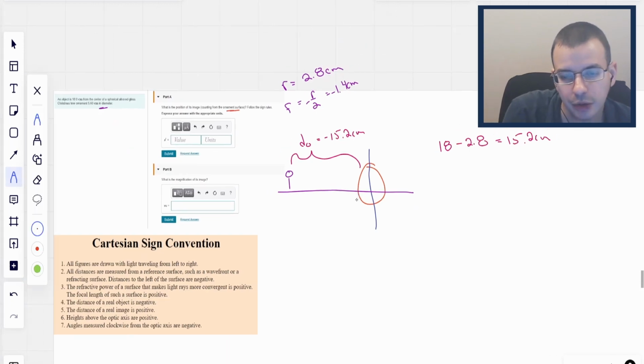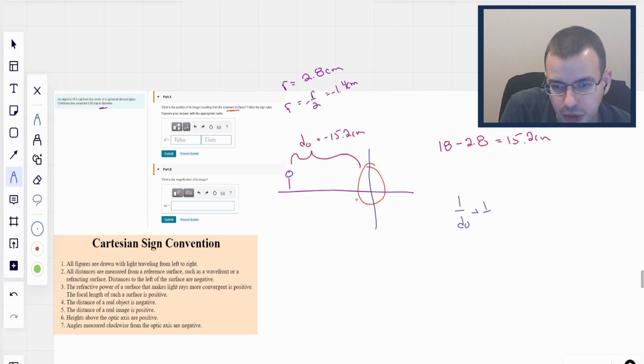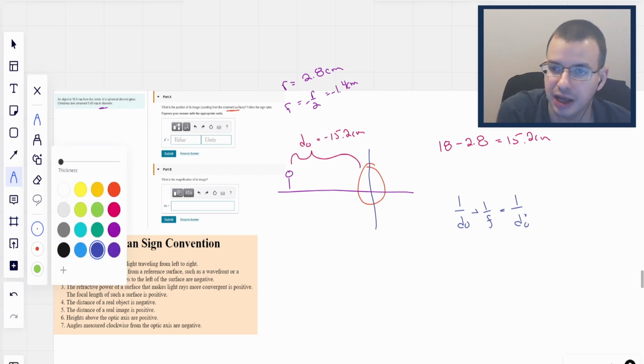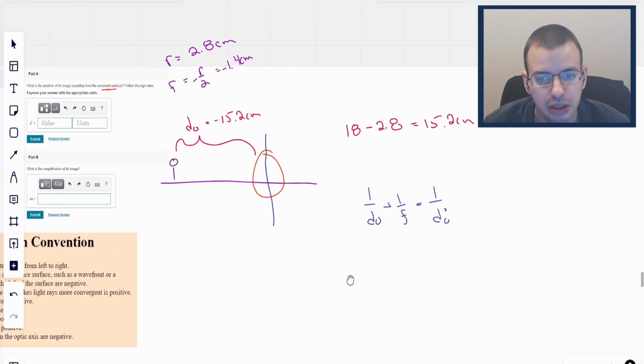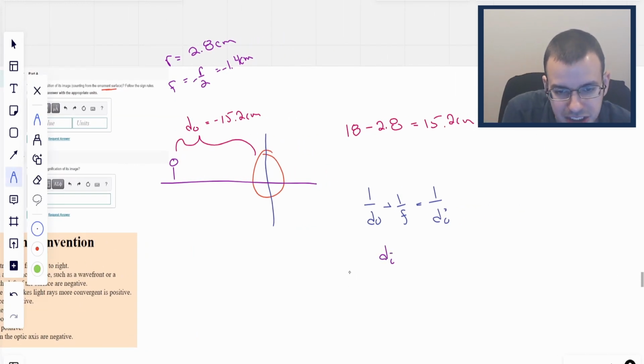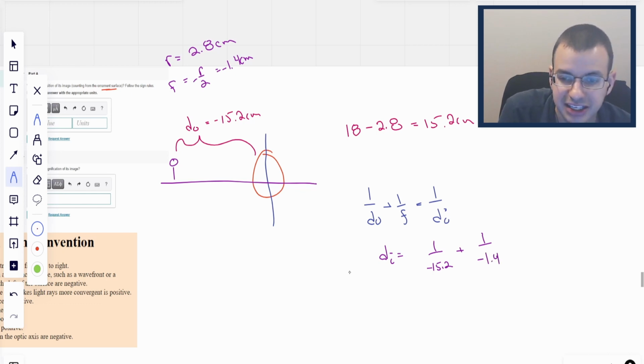Okay, so now we can use our thin lens equation. 1 over distance object plus 1 over focal point equals 1 over distance image. This is the Cartesian, as opposed to Gaussian, convention of writing the thin lens equation. So solving for distance image, we're going to get distance image is 1 over 15.2. We're going to stick with everything in centimeters, specifically negative 15.2 because it's on the left side, plus 1 over negative 1.4 because we have a diverging spherical mirror.